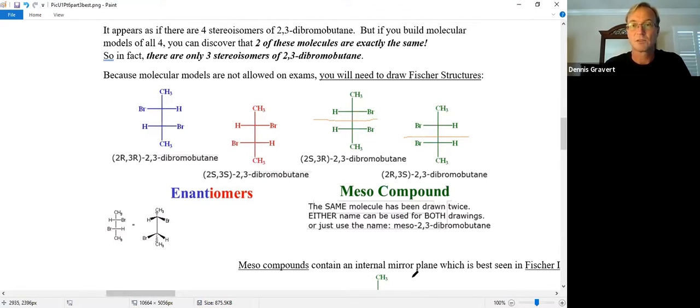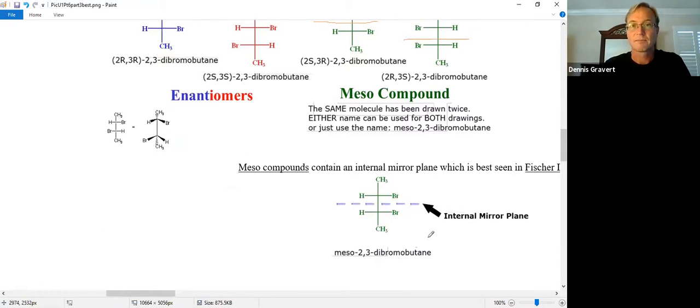And yeah, it is true. The internal mirror planes go down here. Meso compounds are really easy. I hope they're easy for you to identify when they're drawn in the Fischer drawing, not in the zigzag dash wedge fold drawing.